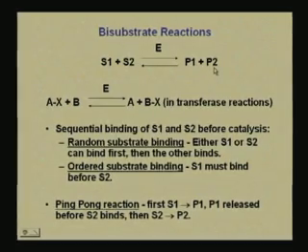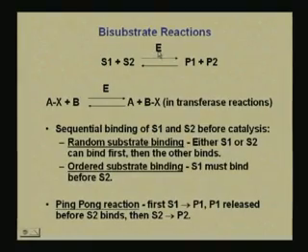Okay? Now, you recognize that we can have sequential binding. What does that mean? It means that the enzyme can bind S1, then bind S2. Okay? How can this sequential binding be? It can be of two types. It can be random, where the enzyme can bind S1 or it can bind S2 first. Or we could have ordered binding. What does that mean? Ordered binding means there is a definite order in which the substrates have to bind for the reaction to go on.